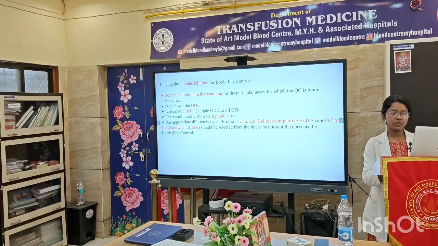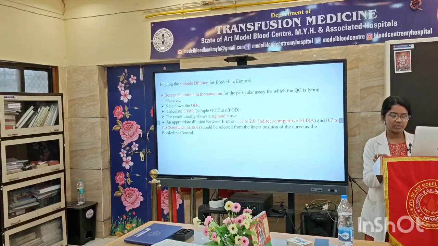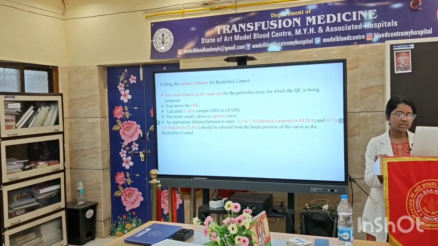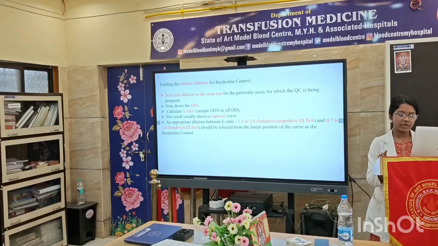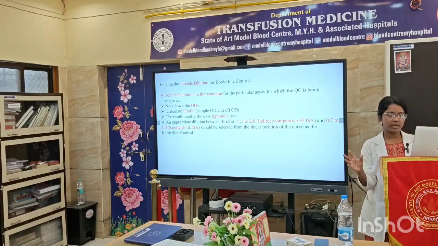So how are we going to find the suitable dilution? Test each dilution in the same run for the particular assay for which QC is being prepared. Note down the ODs. Calculate the E ratio. We calculate the E ratio by sample optical density divided by the cutoff optical density, and we are going to get a sigmoid curve for this.